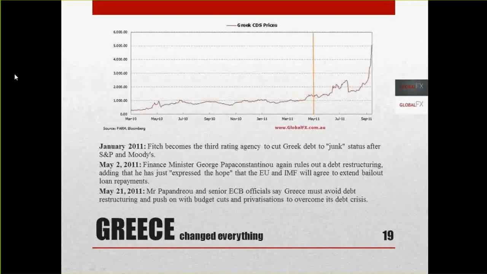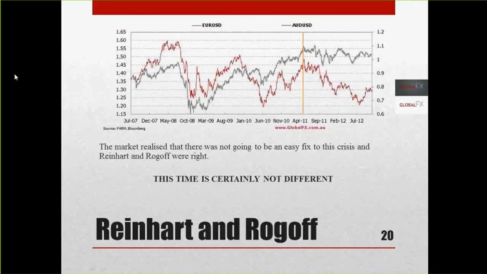Up until then, the easy gains that came out of the 2008-2009 G20 arrangement, that they were going to save the world, now everyone's trying to save themselves, had started to wash through. We'd had a mini spurt back in May 2010, but it looked like Greece had kind of gone away, and then it came back with a vengeance in April, May of last year, and that's really when everything changed for the Aussie, because that's when we started to diverge in our overall general direction from the euro.